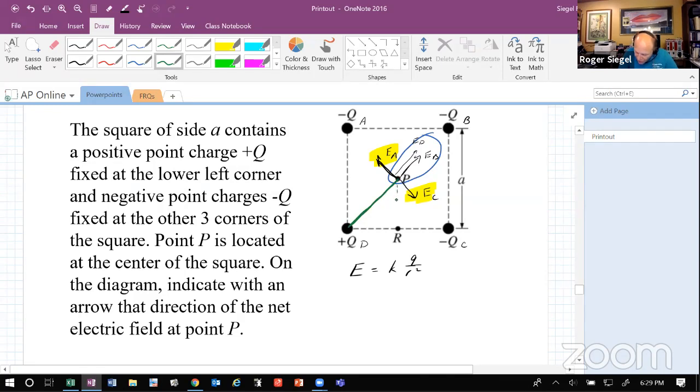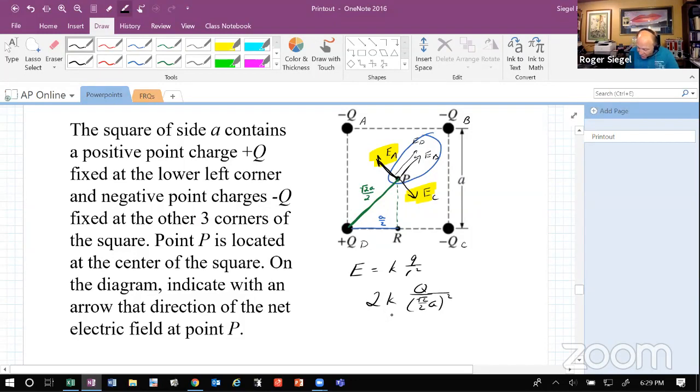Well, if you look here, you can see that we've got a right triangle that's going to help us to find that distance. Since the side of my square is A, that means this distance from here to here is A over 2. And that means that this distance here, since this is a 45, 45, 90 right triangle, that's going to be the square root of 2 times A over 2. It's square root of 2 more than that. And so that means that what I have is 2 of KQ, and it's a capital Q, over the distance squared. And that distance is the square root of 2 over 2 A, squared.